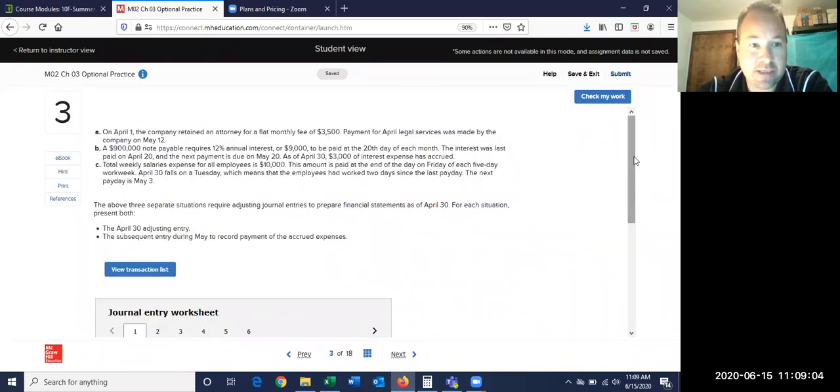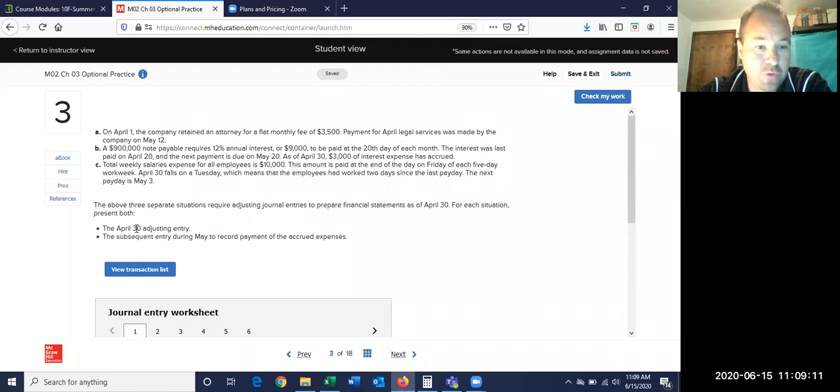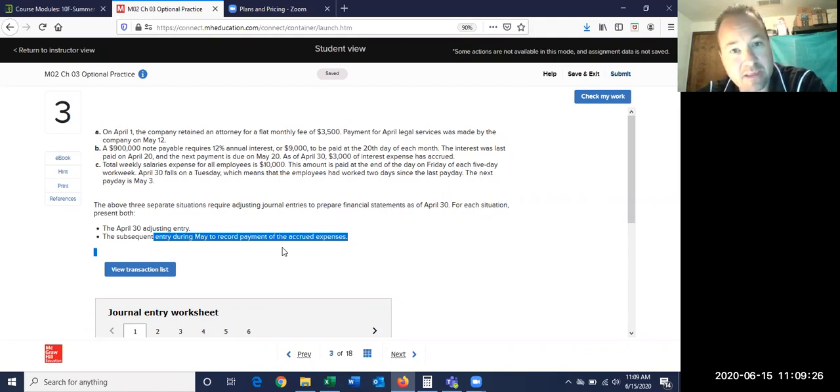All right, let's look at this third one, number 3. We're going to do some different entries. We're going to do the adjusting entry at the end of April, and then we're going to show that the payment was done in May. So these are where work is done now, but then payment is done at some point in the future. These are accrued accounts basically, if you recall back to our segment 1.